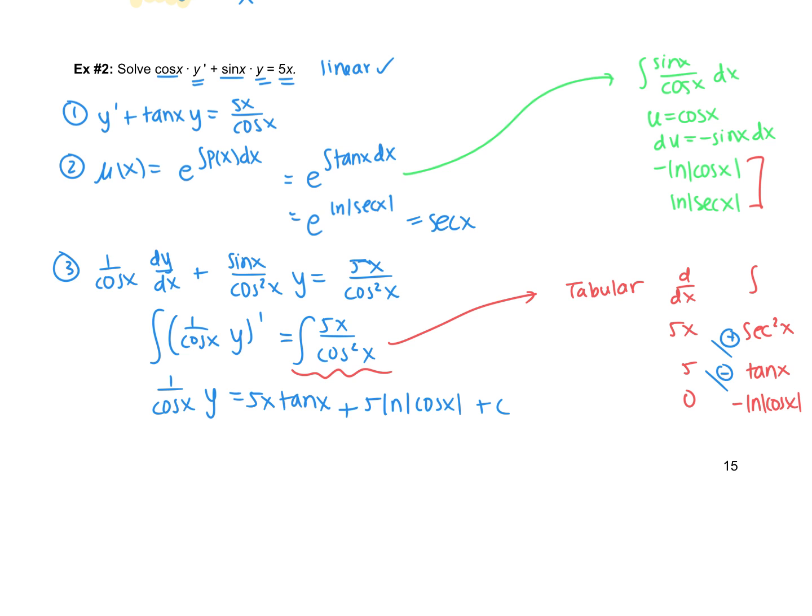Lastly, multiplying by that cosine of x, we get our solution to be 5x sine of x, plus 5 cosine of x natural log of cosine of x, plus c multiplied by cosine of x.